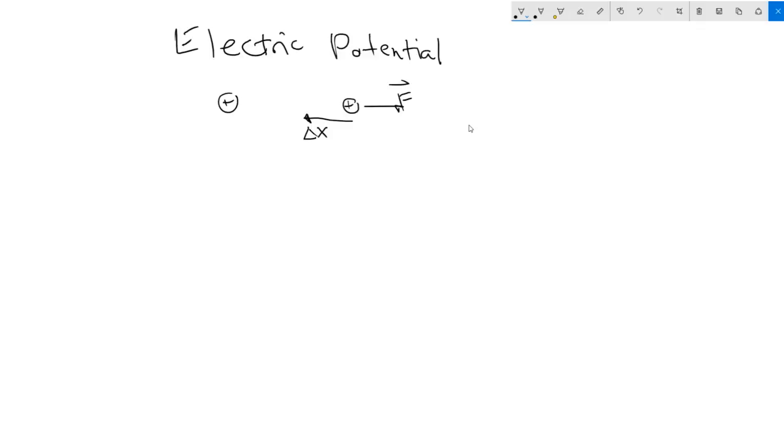So if this is some change in position, and then this is going to push against it, the force that it experiences. Right, the work done by this electric force, this Coulomb force, it's going to look like this. When we say delta x, it's going from some position x1 to some x2, right? And so this is going to relate to the negative change in potential energy.